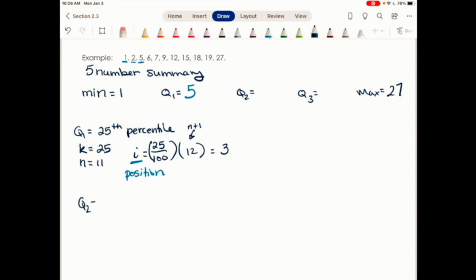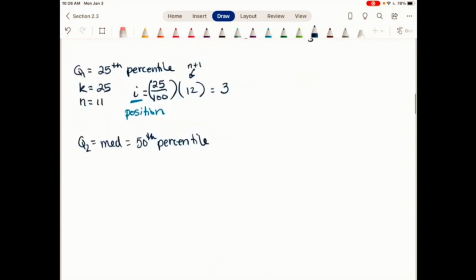Okay, so let's find Q2. That's the median, or as we know it, the 50th percentile. So in this case, because we're looking for the 50th percentile, K is going to be 50, and we're using the same data set. I still have a data set with 11 values in it. So when I try to find the position for the 50th percentile, I'm going to take 50, which is my K, divide by 100, and then multiply by 12. That's going to give me 6.